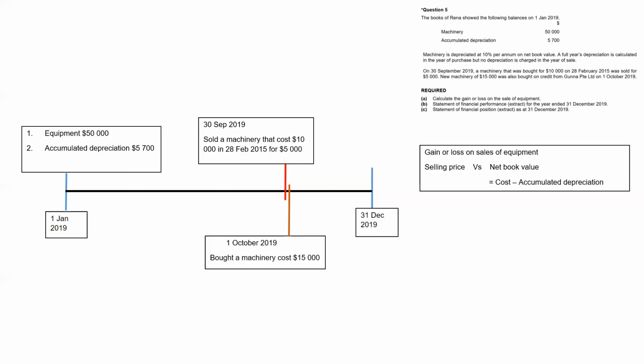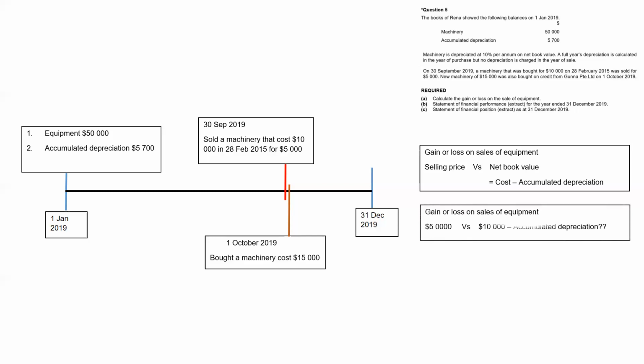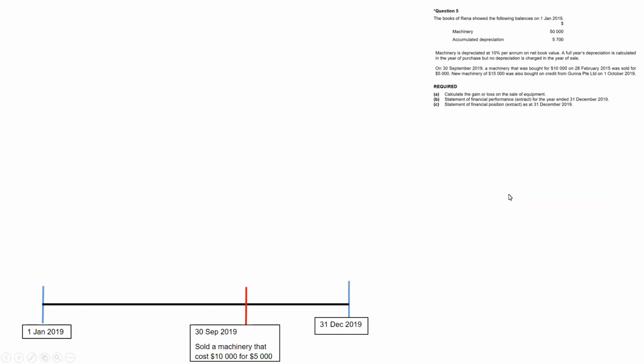Let's take a look at the information that is already given to us in the question. We know the selling price is 5,000. We know the cost price we paid for it previously was 10,000. The only information that's lacking right now is the accumulated depreciation. We are not sure how much depreciation has been provided in the past. We are going to look at it from the next slides onwards.